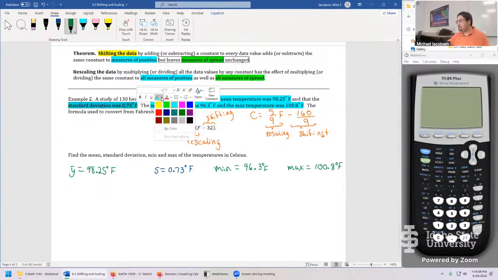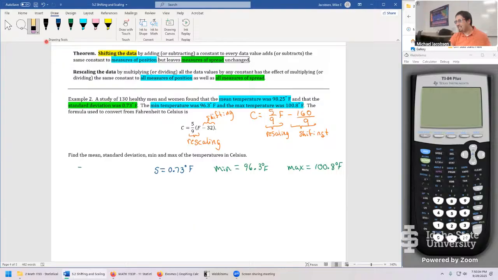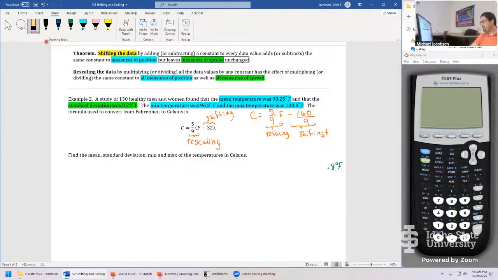Green for the measurements of spread, okay, that's going to be a little bit easier on the brain, and darn it, let me change these out really quick as well. If you're not writing in colors, you don't have the same problem. So mean Y bar was 98.25.